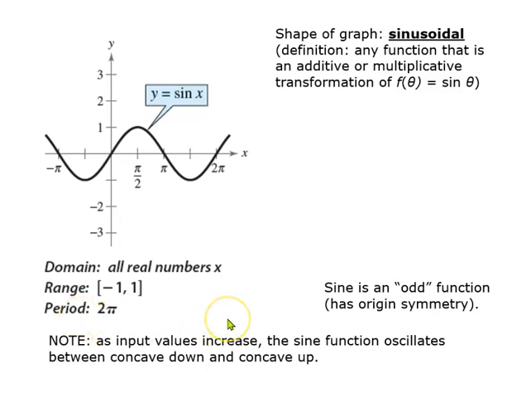The period, remember the period from us learning about periodic functions, that's how long it takes for one cycle of the graph to happen. That is 2 pi is going to be the distance that is needed. By the way, going back to odd and even, I believe we talked about that briefly, that an odd function has what we call origin symmetry.